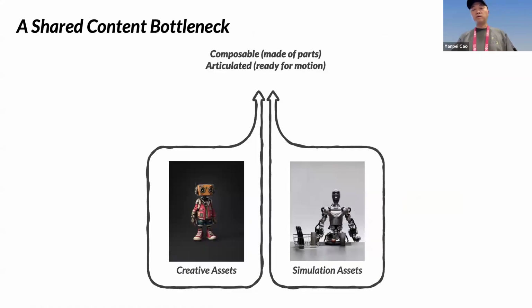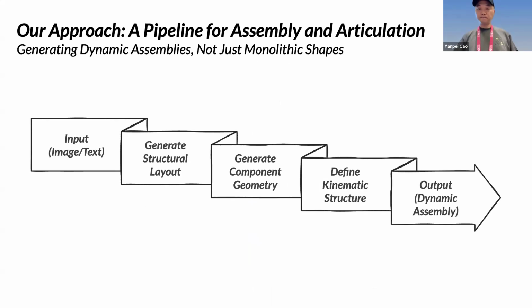And this brings us to what we're discussing today. This digital statue problem we face is, I believe, a mirror of the content bottleneck people also face in the world of digital twins. Whether for creating creative assets in gaming or simulation assets for engineering, the fundamental challenge is the same: the slow, manual, and expensive creation of assets that are first composable, which means they're made of distinct and editable parts, and second, articulated, which means they are ready for motion and interaction.